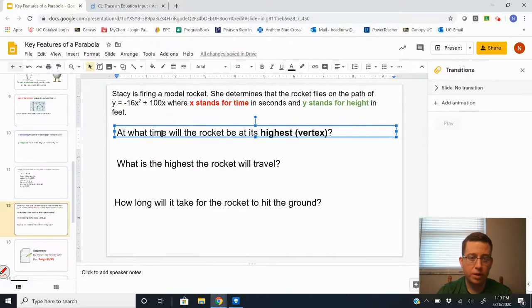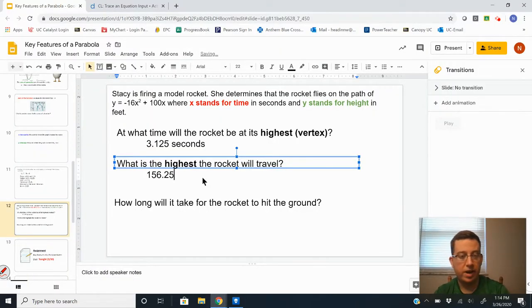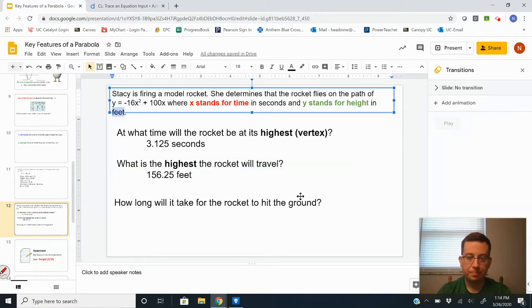So if I'm looking for time, that means x. That's why I bolded that. So I'm looking at a time of 3.125 seconds, aka the x-coordinate of the vertex. Now for the next one, what's the highest the rocket will travel? Again, highest it will travel, that refers to the height. So if I'm looking at height, that would be the y-coordinate. So the y-coordinate here is 156.25. You know that's in feet because it says right here in the problem.